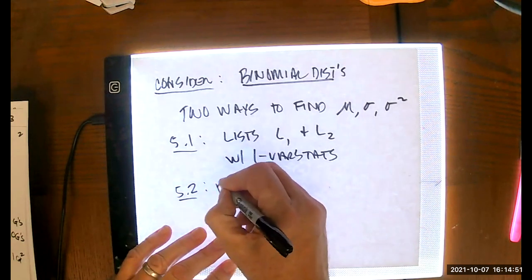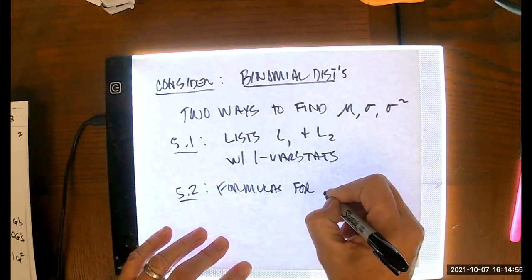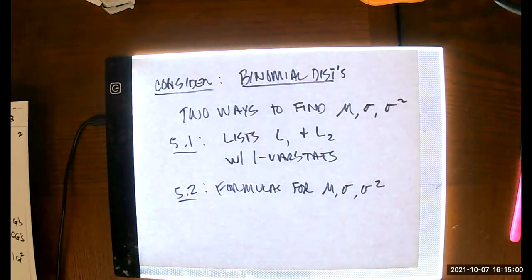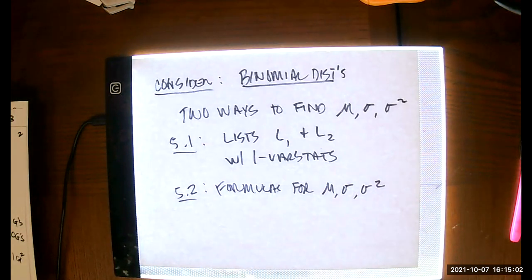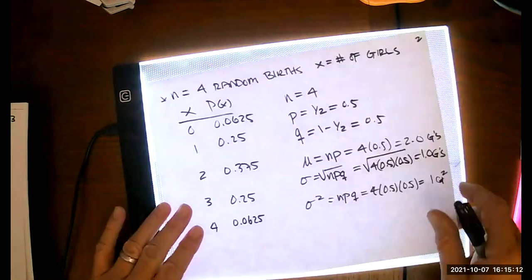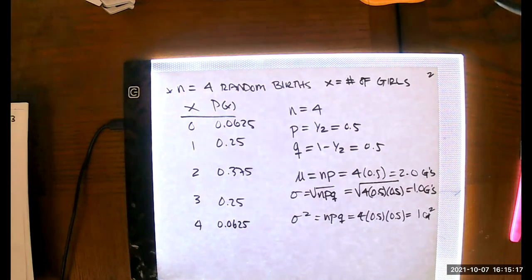In 5.2, I can use the formulas for the mean, standard deviation, and variance. And I'm going to try to convince you that the formulas are really a better way to go about it for a couple of reasons. So I'm going to do a calculation. I guess I'm going to do it twice. And I want to run through the list 1, list 2 approach from 5.1, because that's going to give me a chance to review keystrokes for you guys. And these are very important keystrokes.